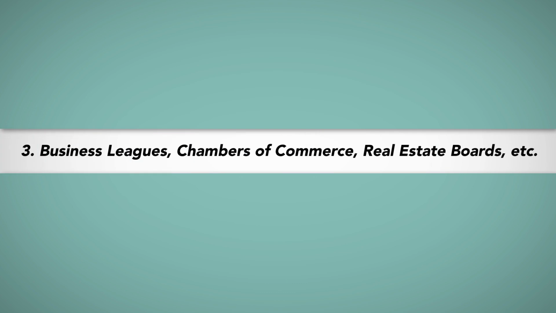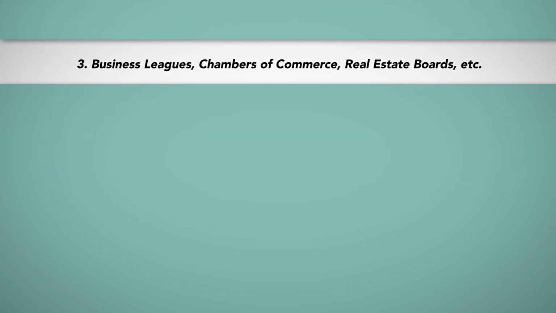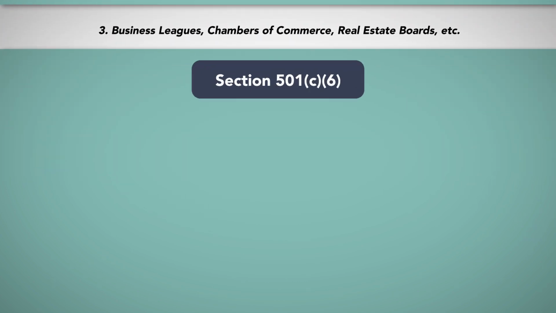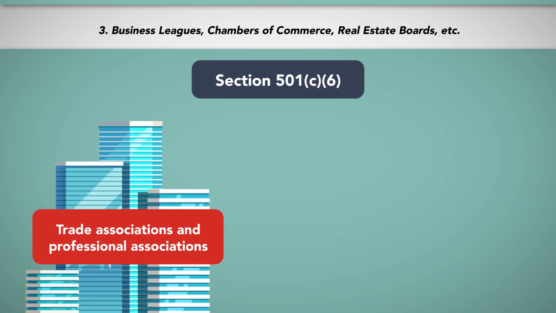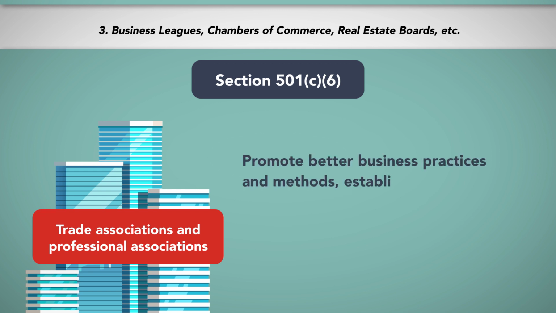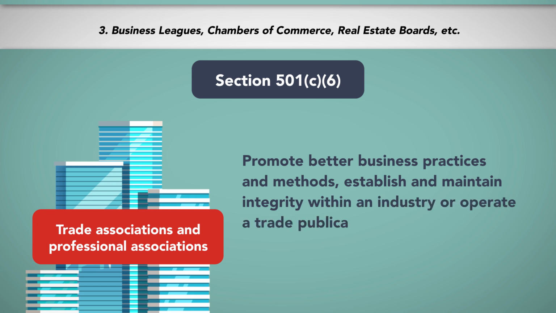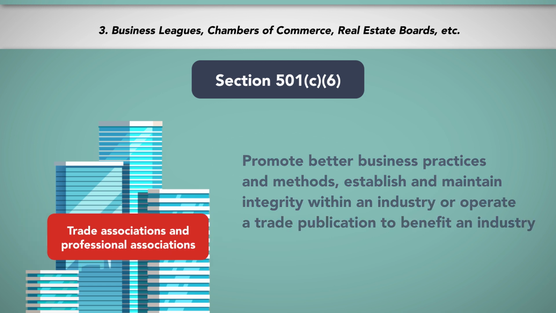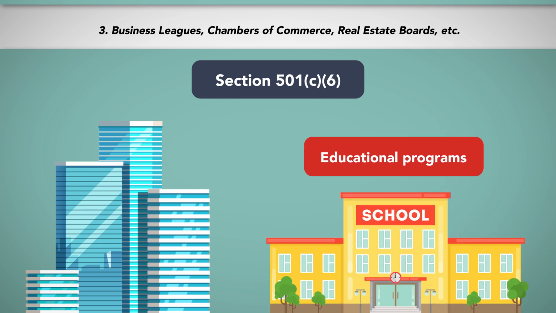3. Business leagues, chambers of commerce, real estate boards, etc. Business leagues, exempt under Section 501c6, include trade associations and professional associations, which typically promote better business practices and methods, establish and maintain integrity within an industry, or operate a trade publication to benefit an industry. Some 501c6 organizations provide educational programs but are often geared toward promoting the business interests of particular companies.